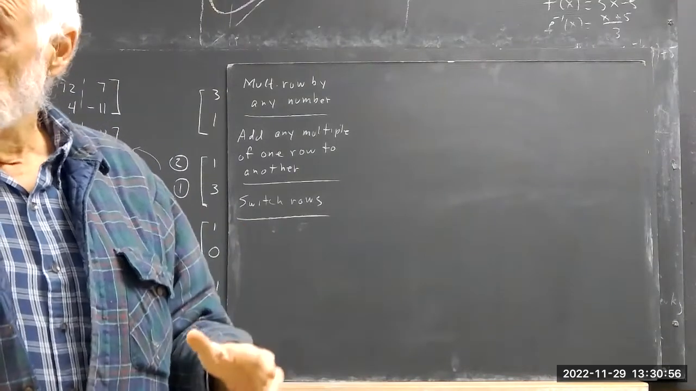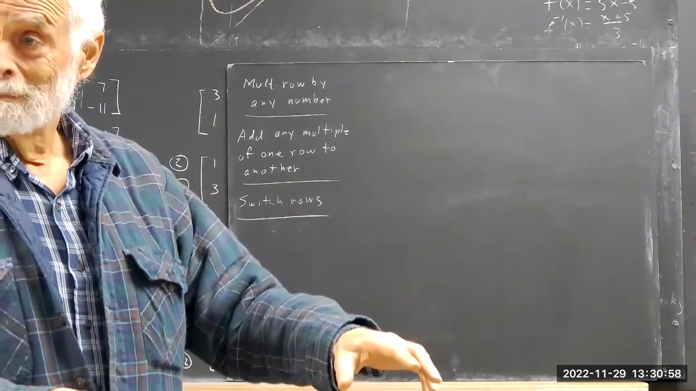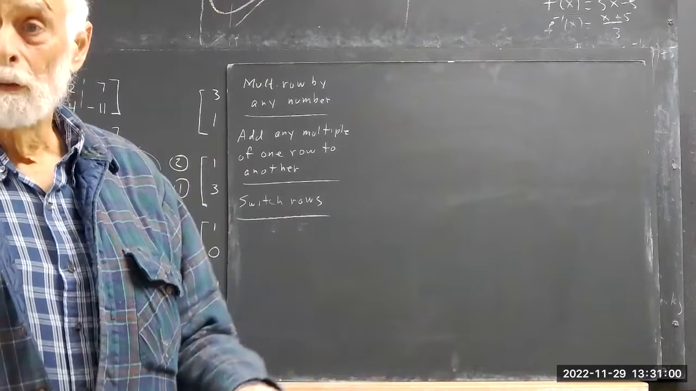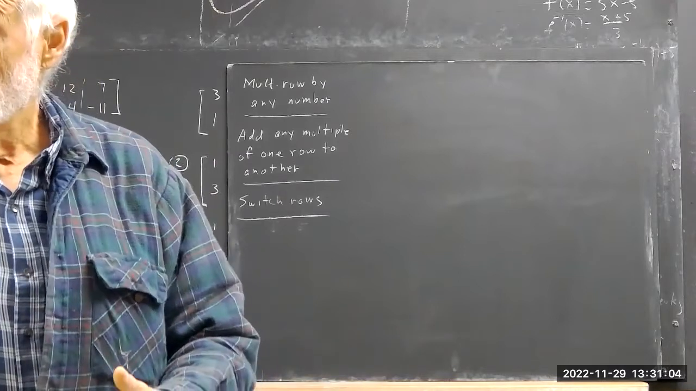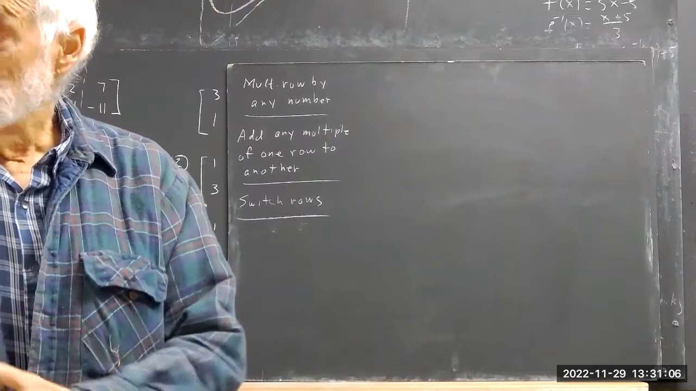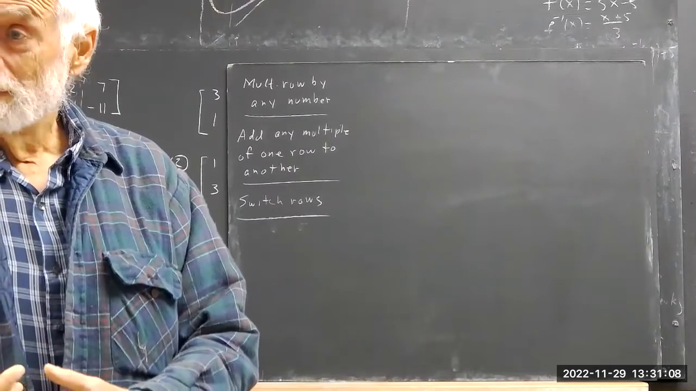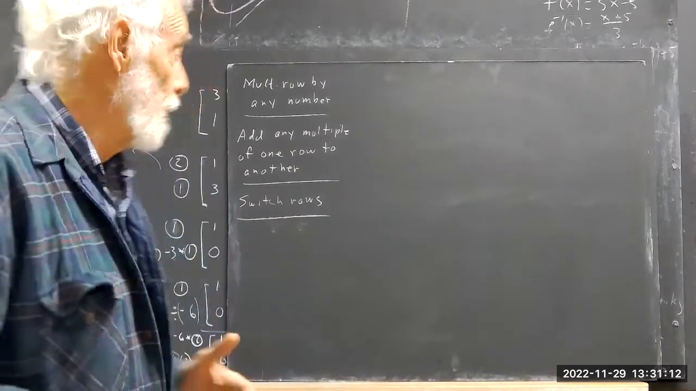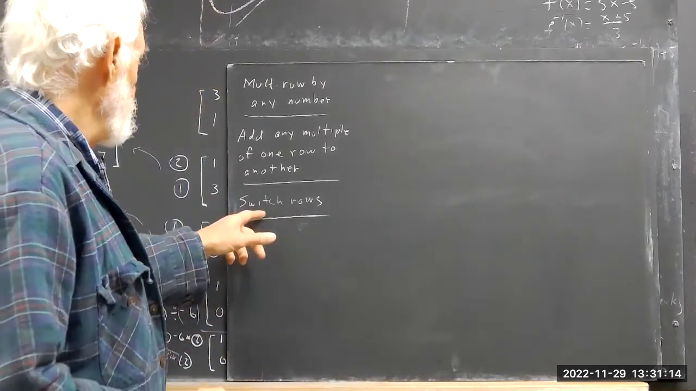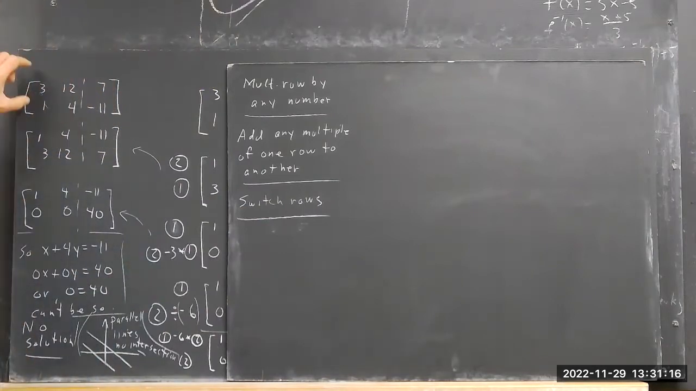If you've got two equations, they have graphs. If you graph the two equations, you can't tell which one was first and which one was second. So the order doesn't make any difference. The order in which you write the equations makes no difference to the solution. So it's often convenient to switch rows, as it was here. We switched rows because that gave us a one here right away.